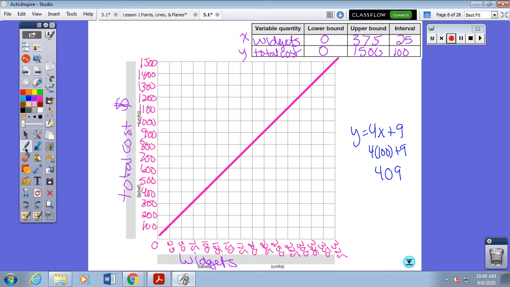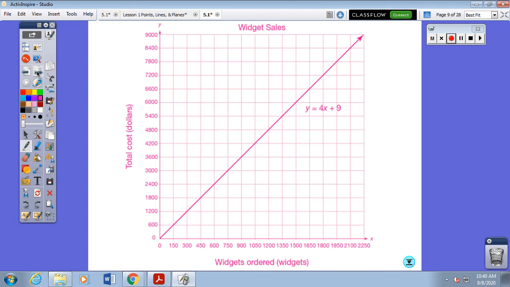Okay, so this should have an arrow on the end of it because it keeps going and going. It goes through all your points there. Alrighty. You can test some other points if you wish. Now in the textbooks, though, on the left they go by 600s. On the bottom they go by 150. So they were able to get all of those points on there. This is what theirs looks like. Y equals 4x plus 9.